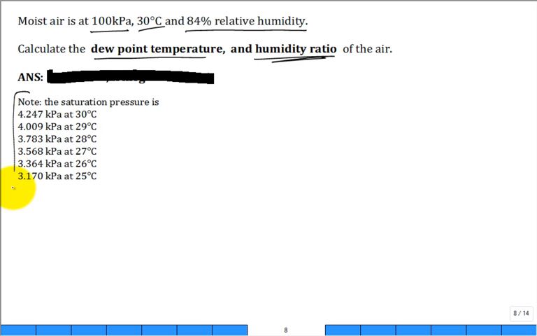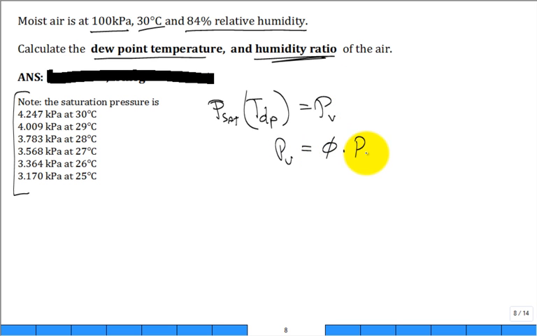So here is the table of data so you don't have to look them up. How are we going to calculate that dew point temperature? You look for the saturation pressure that gives us the exact current partial pressure of the water vapor in the mixture. So what's our current partial pressure of the water vapor? Relative humidity times Psat at the dew point? No, at the dry bulb. Dry bulb, that's right.